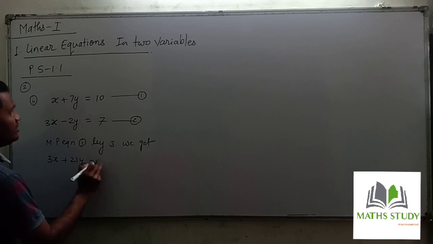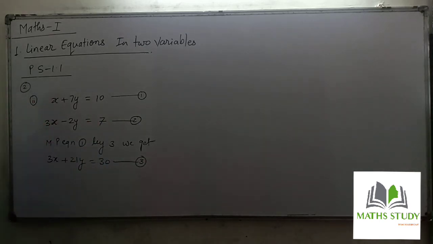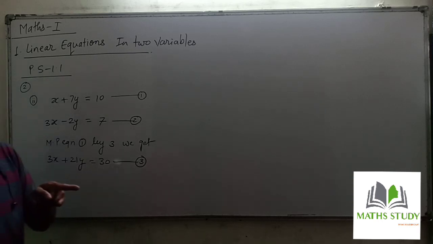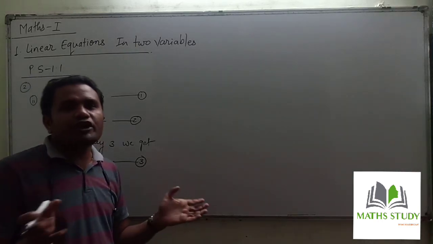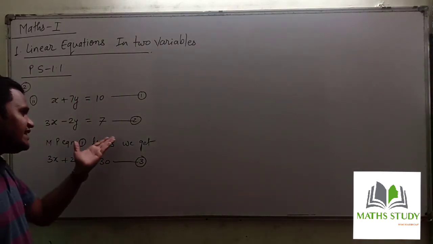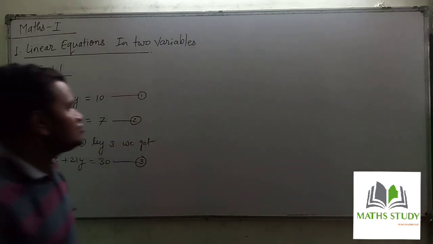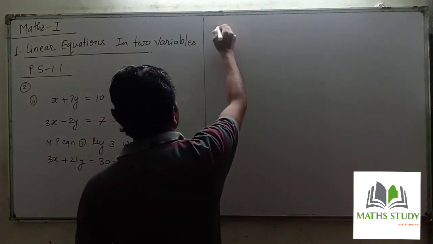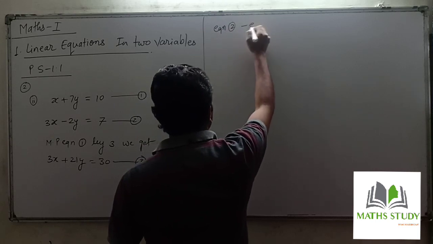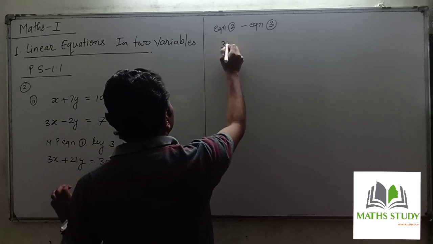3 into x, 3x. 3 sevens are 21. 3 tens are 30. Now if you see these 2 equations, you can see that we have 3x, 3x. So if you add them, it will be 6x. To cancel them, we cannot add them. What we have to do is subtract them. Now either you subtract 2 from 3 or 3 from 2. You have a choice. Simply do equation 2 minus equation 3.